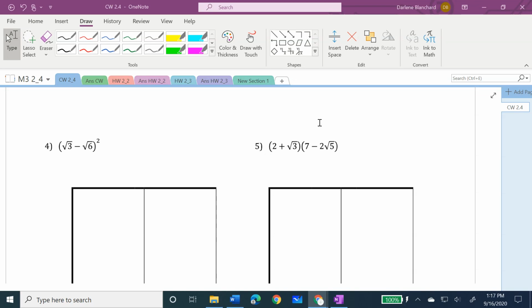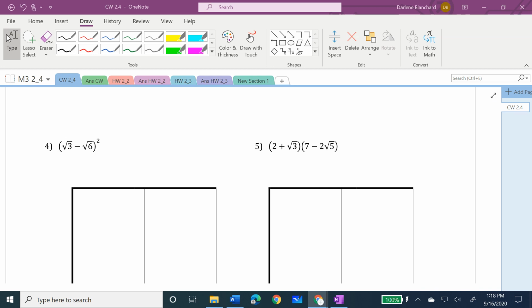Okay, now we are multiplying two numbers together. You need to treat this as a binomial due to the addition, because you cannot actually add together the root and the number that isn't a root, or even different roots like in number 4.